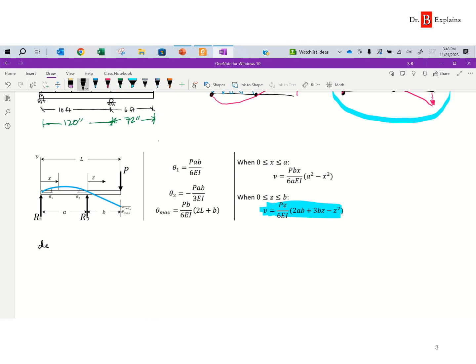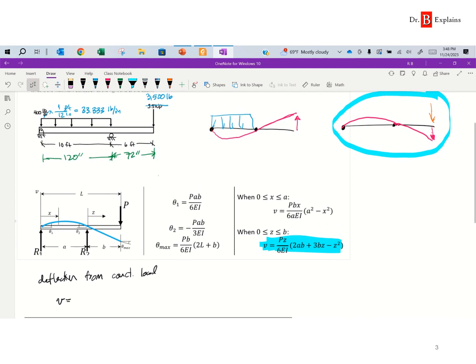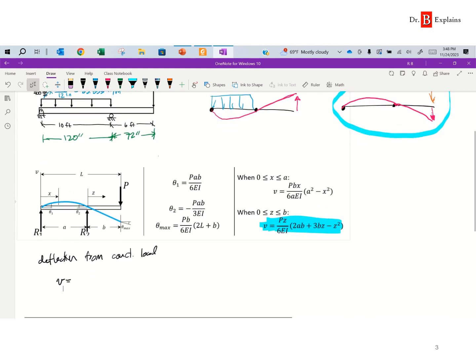So deflection from a concentrated load, and in this case y, is equal to P times z divided by 6aEI. So what is P, you ask? Well, P is the concentrated load. Remember, the concentrated load is 3,500 pounds.